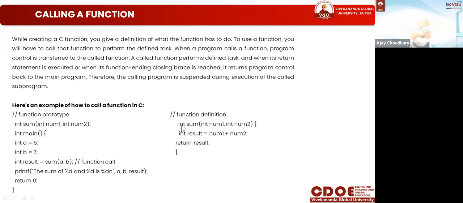Function code. Then the function is called, and all these details: integer result equals num1 plus num2. The values of num1 and num2 are calculated, then assigned to the result variable, and the result is returned. After that, firstly the function is called, then this part of compilation is complete. After that, we put our print function, and there we want to print the values of a, b and result. So all these processes are followed for calling any function in any programming language.